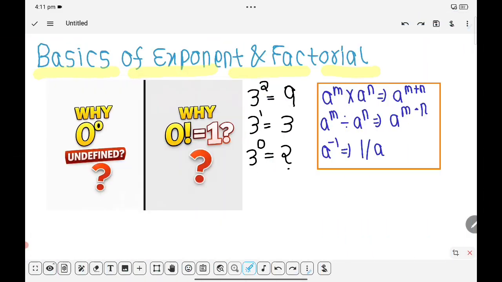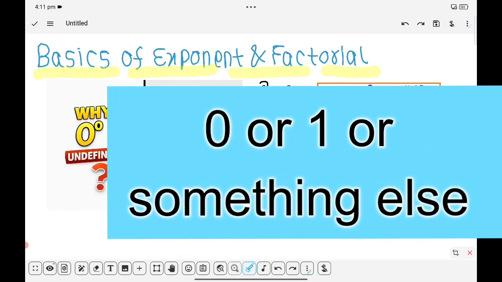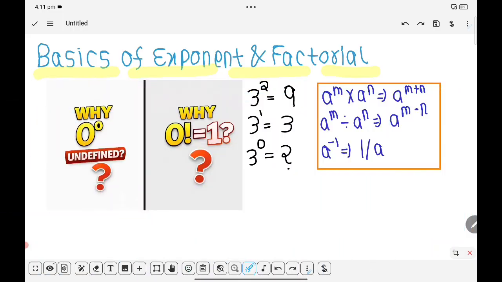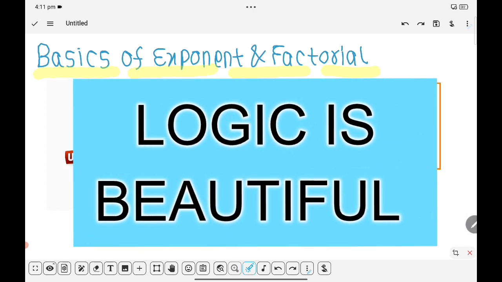Some books say it is undefined, but if any number to the power 0 is 1, and 0 to the power 0 is 1, then 0 to the power 0, what should it be? 0, 1 or something else? Today we will uncover the real mathematical reasons behind these results, and trust me, the logic is beautiful.